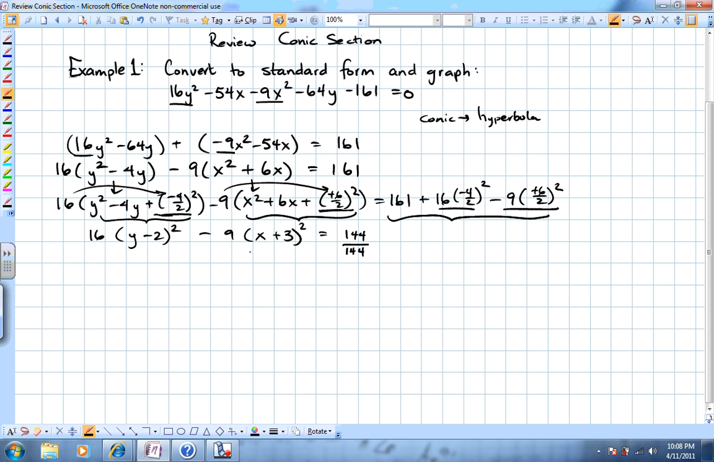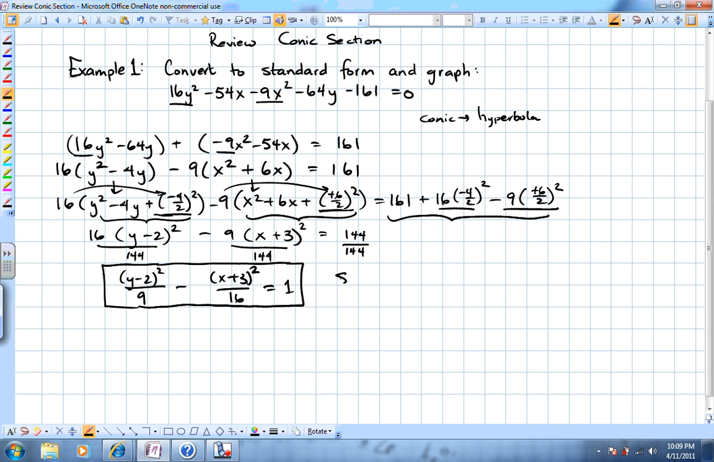Standard form does require it to be equal to 1, so let's divide by 144 to get this equal to 1. Reducing the fraction 16 over 144, I should get y minus 2 squared over 9 minus x plus 3 squared over 16 equal 1. And at this stage, we have the standard form equation for this hyperbola.